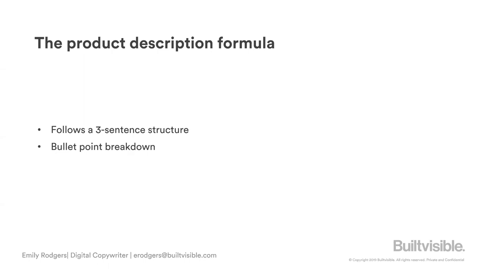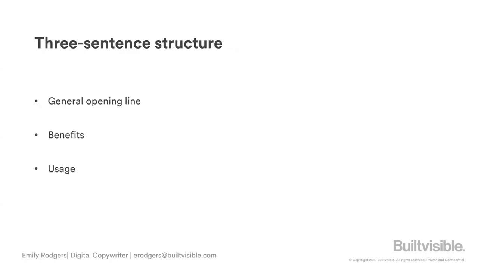So we're just going to run through what a 3-sentence structure looks like. That will usually be an introduction line, which talks generally about the product. Then the second line will talk about the benefits of the product. And then the third sentence will talk about what the product can go with or how it can fit into the customer's life, so the product's usage essentially.